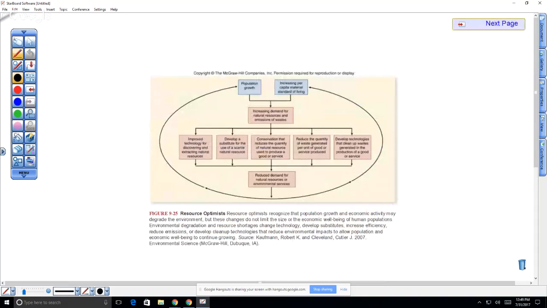The optimists say that we can increase our carrying capacity through the use of technology in these various ways. Okay, so that will be the end of this particular lecture, and there will be more for this unit later on.